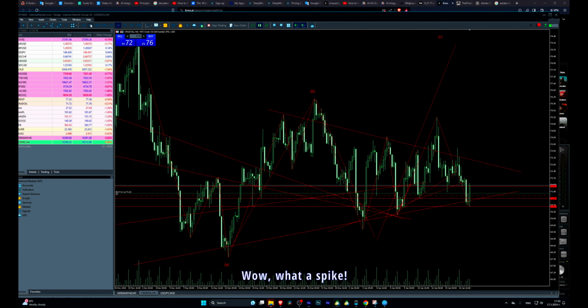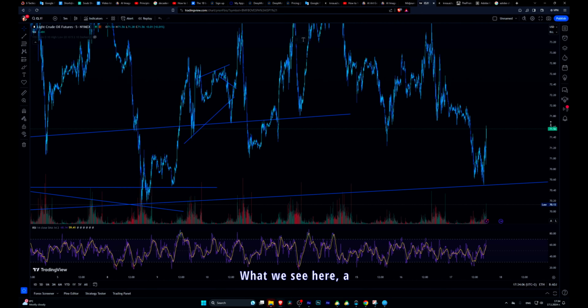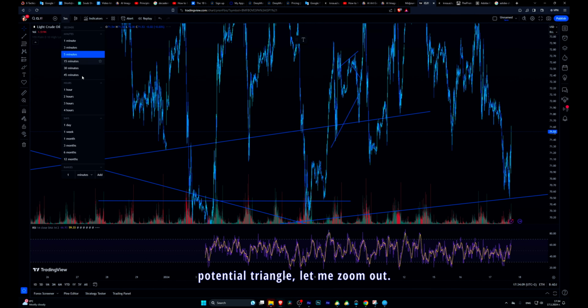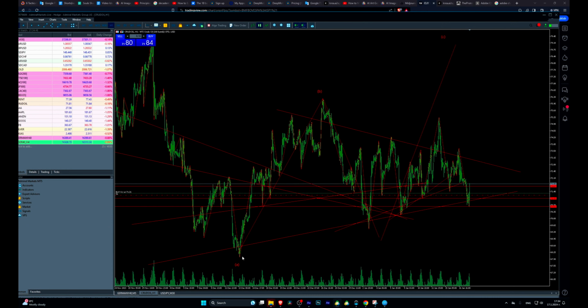Wow, what a spike! What we see is another opportunity to buy, obviously. What we see here, a potential triangle. Let me zoom out. ABC correction, we can call this wave A. From here to here, this is A. And B is from here to here down. And C is coming up.